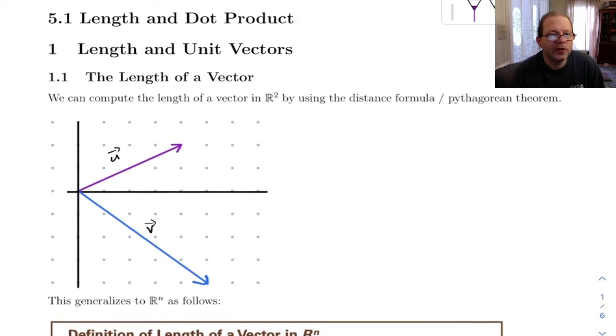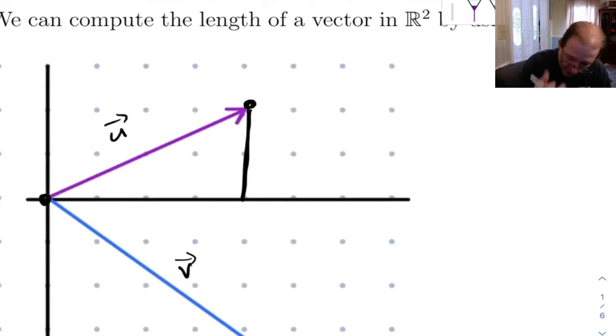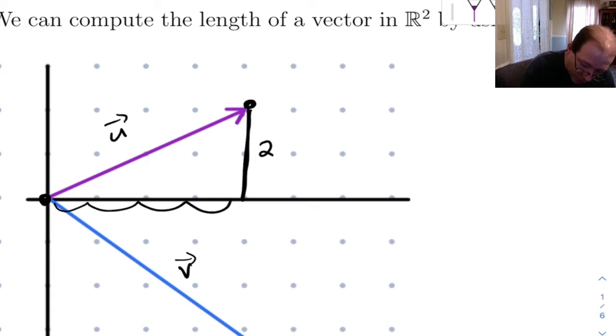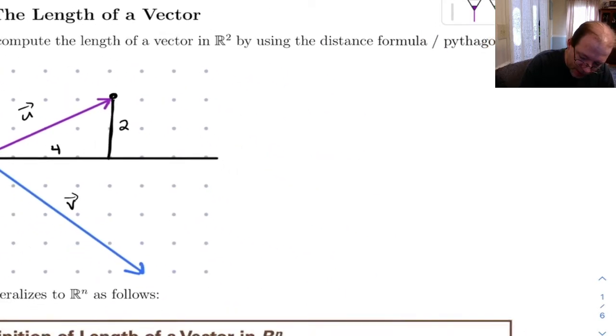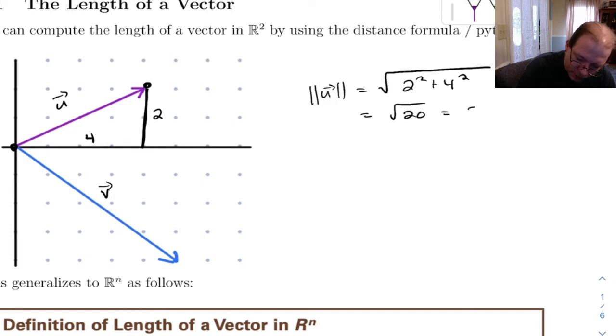So if you wanted to find the length of these vectors, it's the same as finding the distance from here to here. So you could use the distance formula. You could also use the Pythagorean theorem. This rectangle here, this length is 2, and this length down here is 1, 2, 3, 4. So by the Pythagorean theorem, we know that the length of U, we use double absolute values to denote the length of U, is going to be the square root of 2 squared plus 4 squared. So that's the square root of 20, which is 2 root 5.